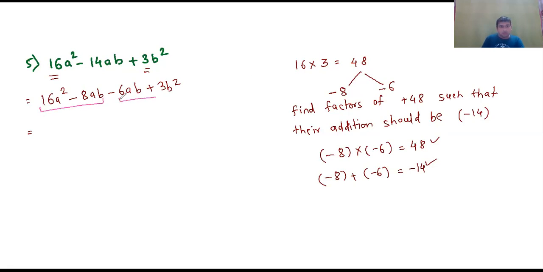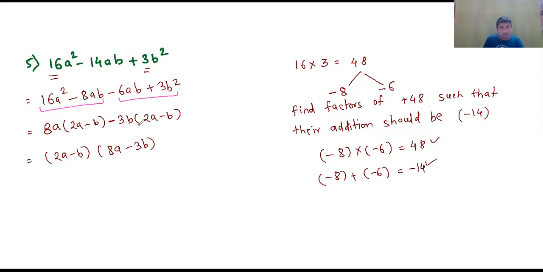You have to take the common from these two terms. So what can I take common? I can take 8a common. So in the bracket it will be 2a minus b. Now what I want here is 2a minus b, right? So I can take minus 3b common. So minus 3b into 2a minus b gives minus 6ab plus 3b square. So it will be 2a minus b in bracket 8a minus 3b.